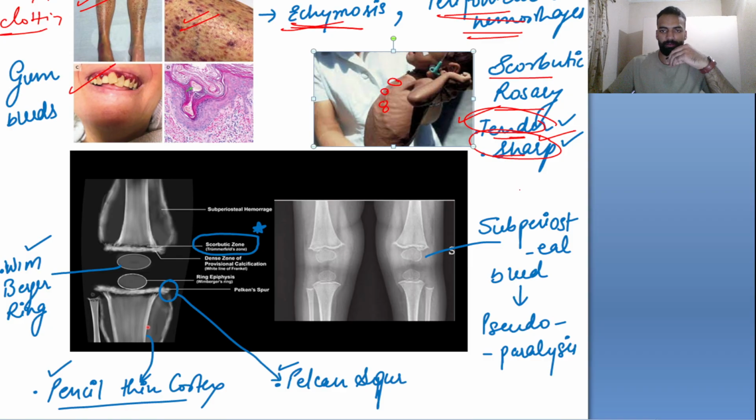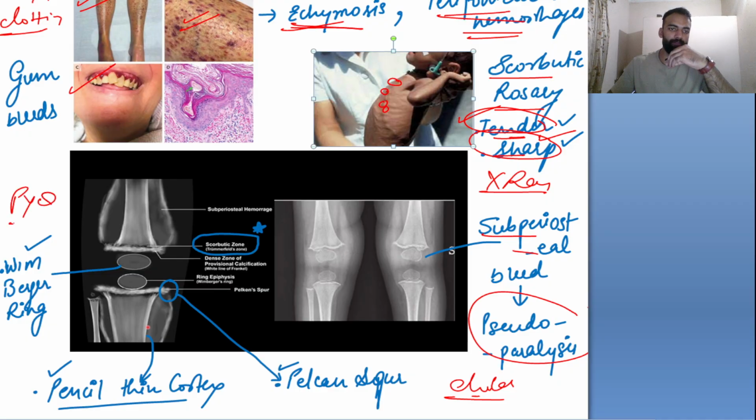So on X-ray, what you will be seeing: first is subperiosteal bleed, which will lead to pseudo-paralysis in children. There are subperiosteal bleeds which will lead to pseudo-paralysis, and these critical findings are all PYQs. In the epiphysis, there is a sclerotic ring around it, which is called Wimberger's ring.